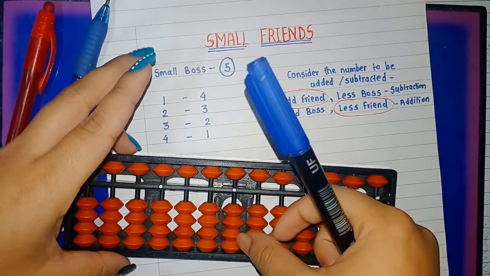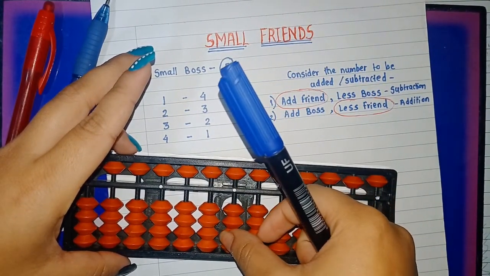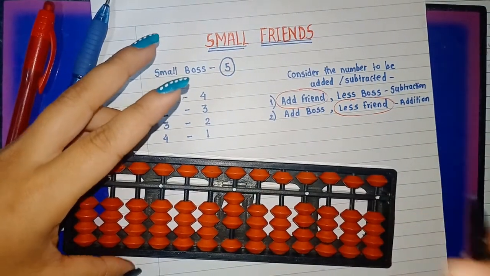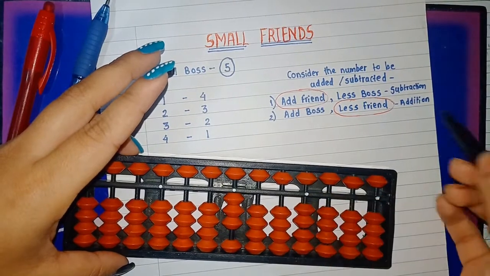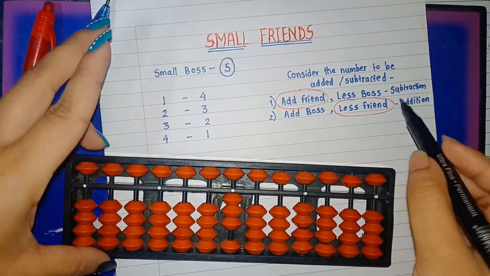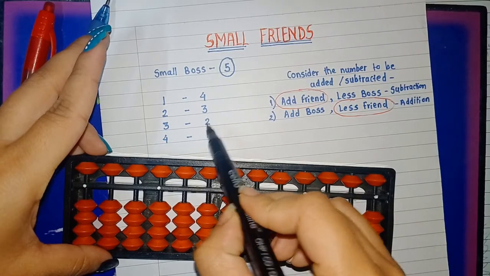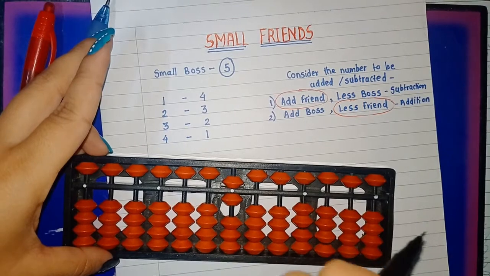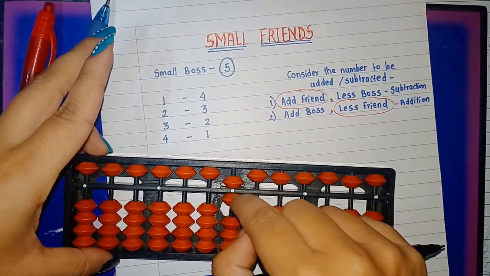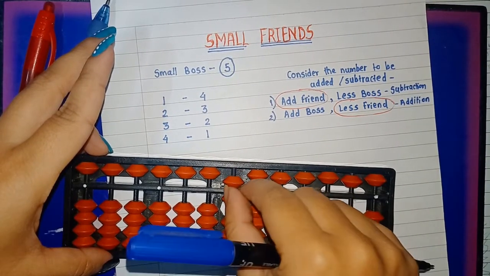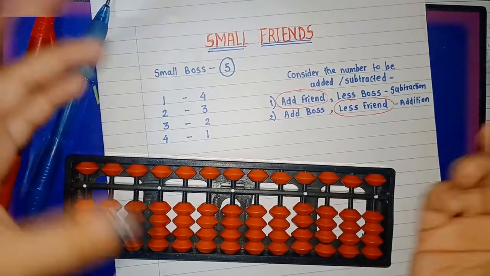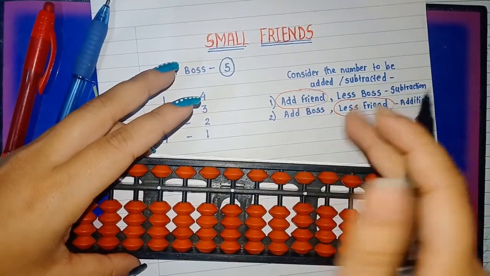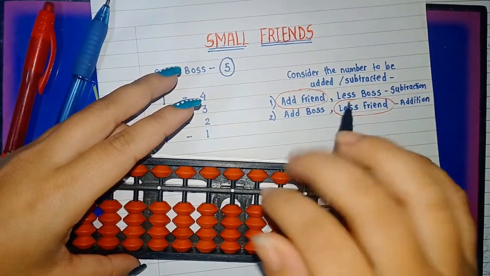Another example, assume 3 is there and we have to add 3 in it again. So adding 3 means addition. Less friend. What is 3's friend? 3's friend is 2. So less friend and add boss. So 3 plus 3, 6. 5 and 1, 6. Okay, so here is addition. I think you got this. So let's look at subtraction.